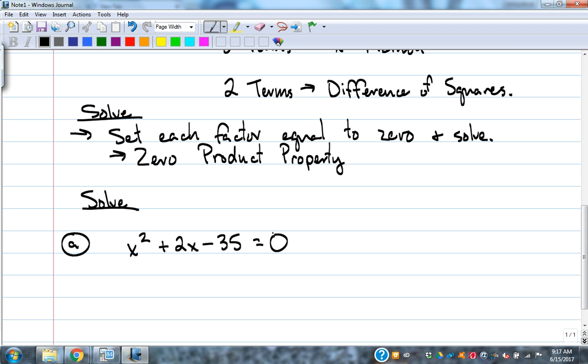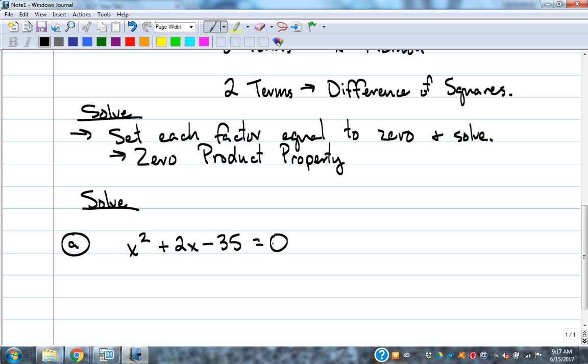So it's a quadratic, and we want to go through the steps of solving that by factoring. First thing we want to check is, is it in descending order? We have x squared, 2x, and a minus 35. So that's in descending order. And is it equal to 0? Well, yeah, right there, it's equal to 0. So it's already set up and ready to do the factoring with.